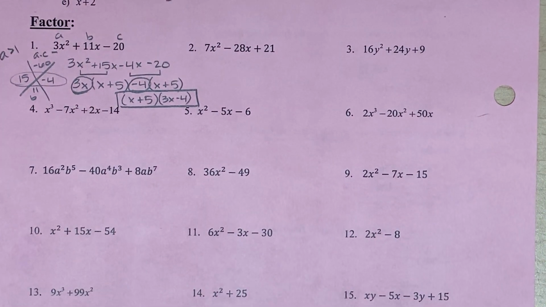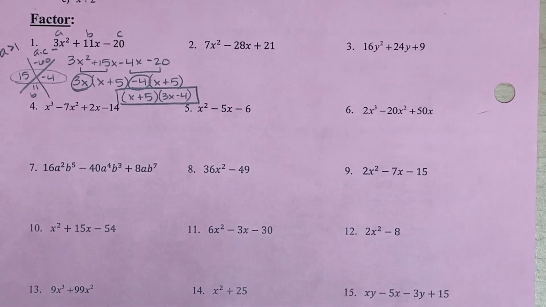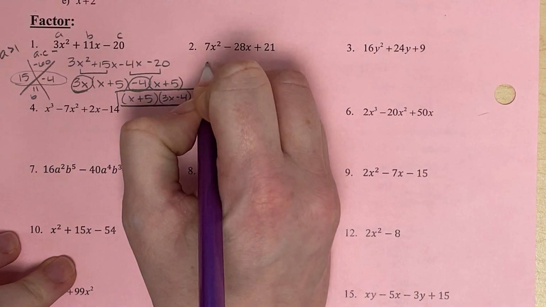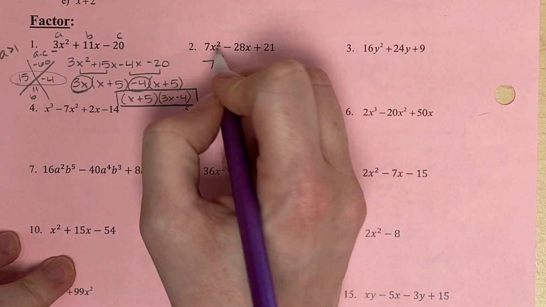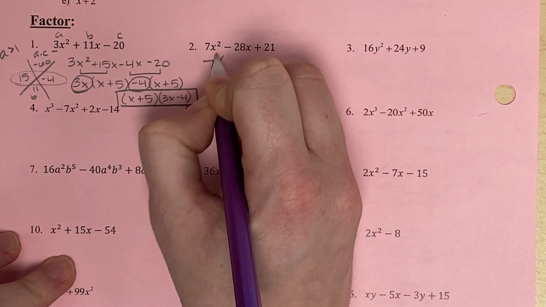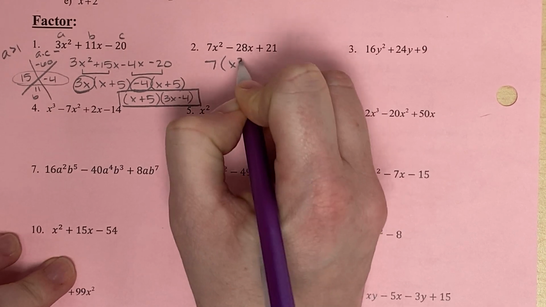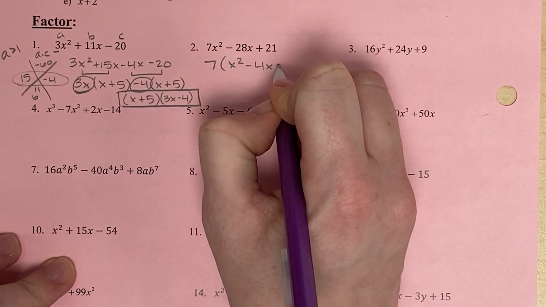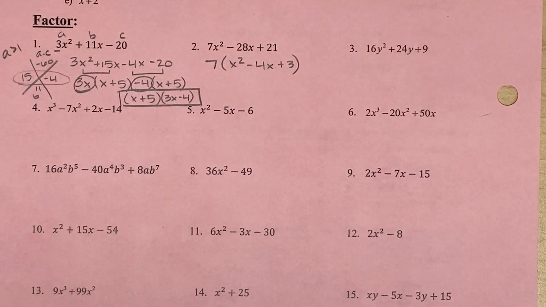For number 2, again, the first thing you always do is look for a GCF. I have a 7, a 28, and a 21. 7 goes into all 3 of those numbers, so I'm going to factor that out. If I factor this out, I have 7x squared divided by 7, which is x squared. Negative 28x divided by 7 is negative 4x, and 21 divided by 7 is 3.